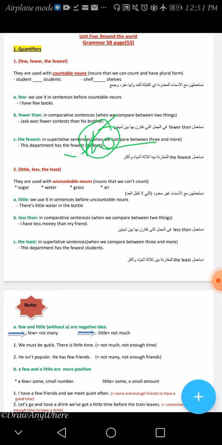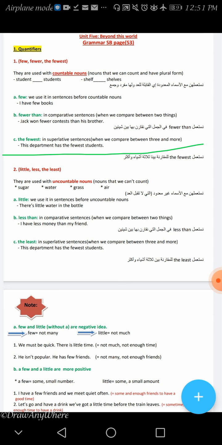We gave an example of this. This is the most delicious food I've ever eaten. Ever, على طول عمري, على مدى عمري, على مدى حياتي. That means this is the superlative, أفضل شيء. Okay, this is the first area. Let's talk about the second group: little, less, the least.